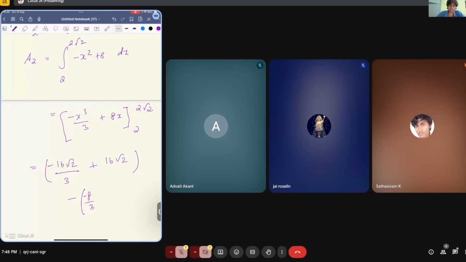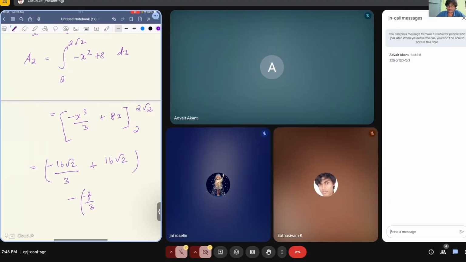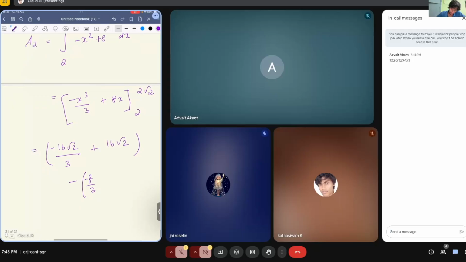So you have the answer, right? Let me check it. So it's minus 8 by 3 plus 16. Well, you have to simplify this, but let's say we'll just skip the simplification. So you have square root of 2, right? I'll skip the simplification for now.